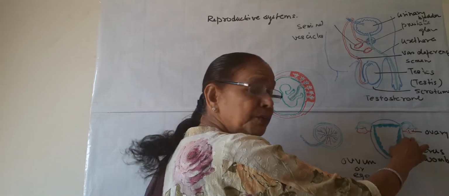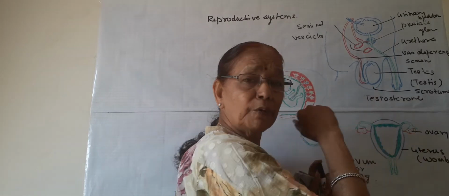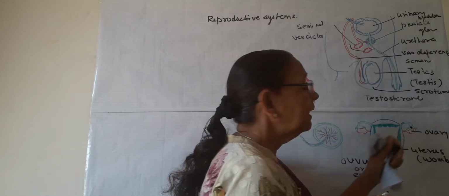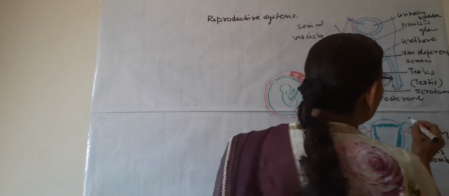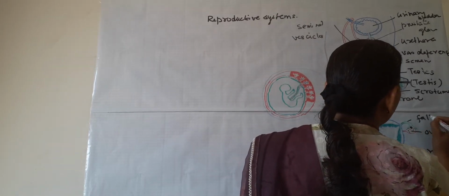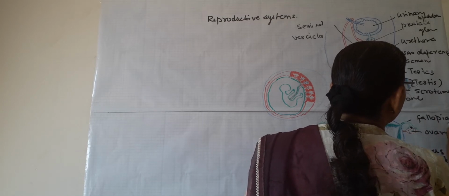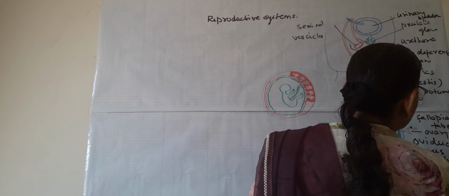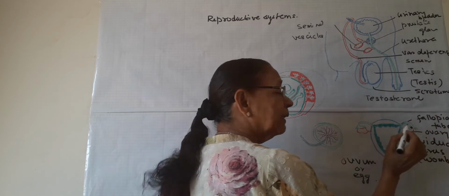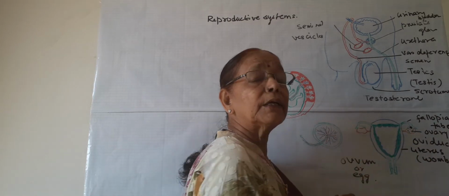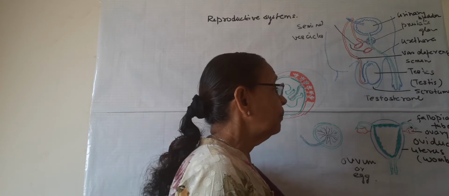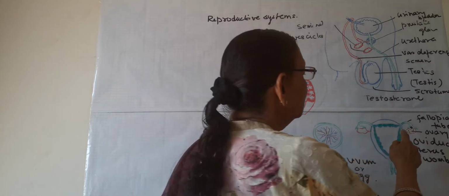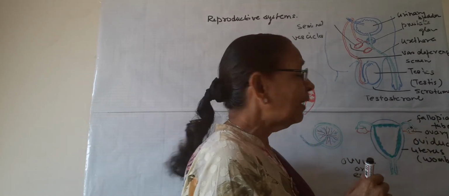So when the egg is matured, what happens? It comes out of the ovary and is shed into this funnel-like structure. This funnel-like structure is known as the fallopian tube, or it is also known as the oviduct. So every month one egg is shed and comes into this funnel-like fallopian tube or oviduct, which is the site of fertilization. So how does this egg enter this fallopian tube?